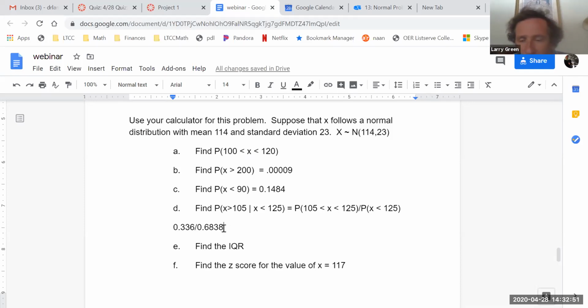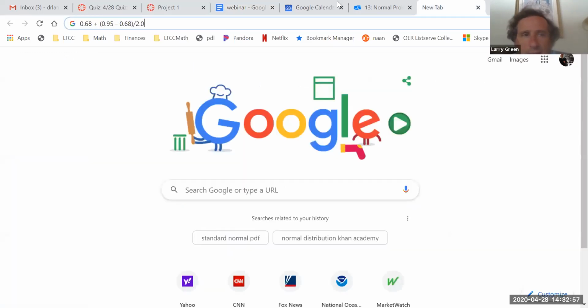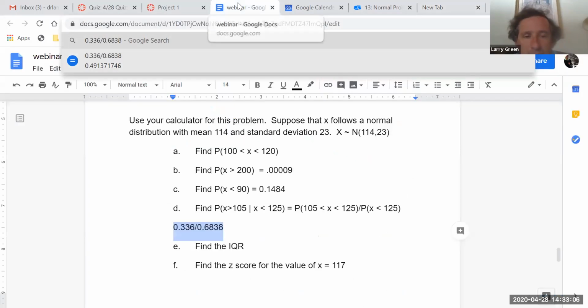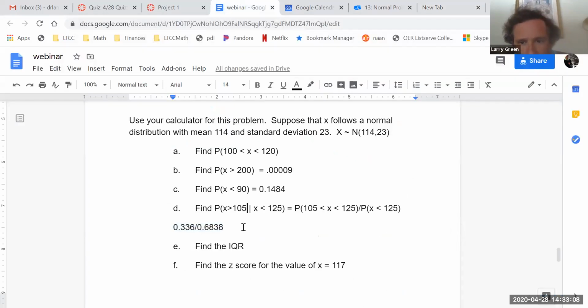Any questions at all on how I'm doing this? Okay, then I'm going to pop it into just the standard Google calculator, and I get 0.4914. Any questions on this one?